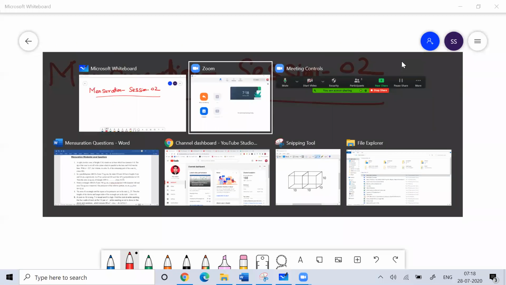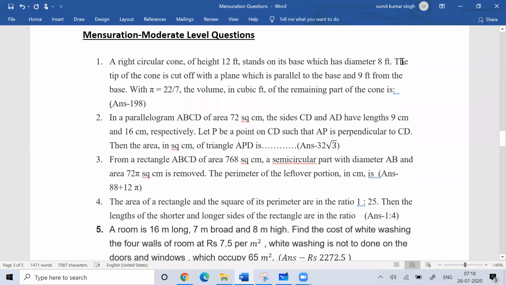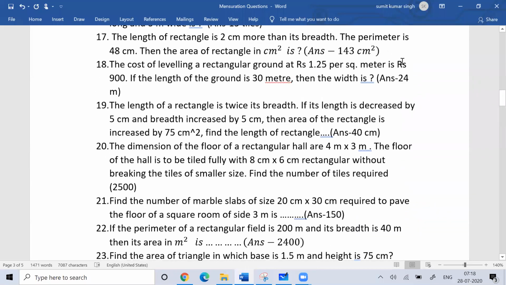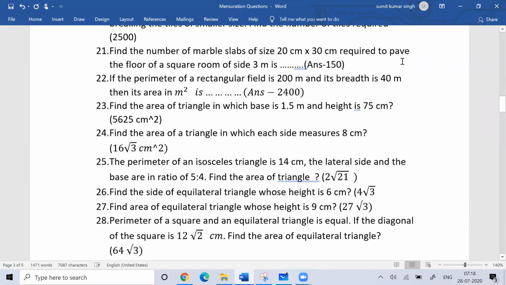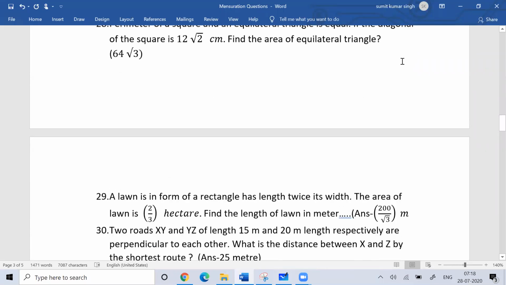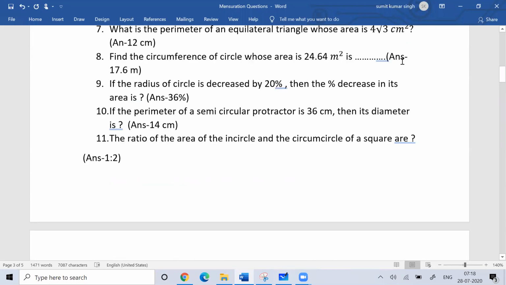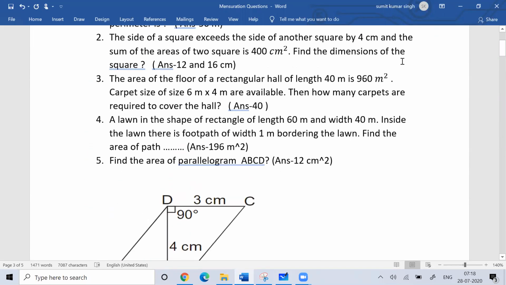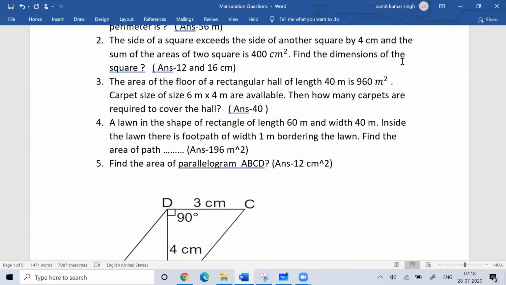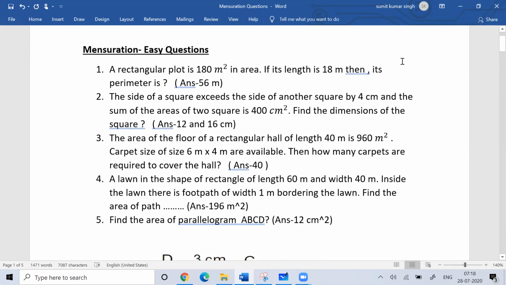So, we have done one session already on mensuration where we discussed easy problems. I think around 30 questions I had done in that session, and in that I discussed the basic problems related to the formulas. All questions, more or less, were related to the formulas, like the formula of rectangle is length into breadth.